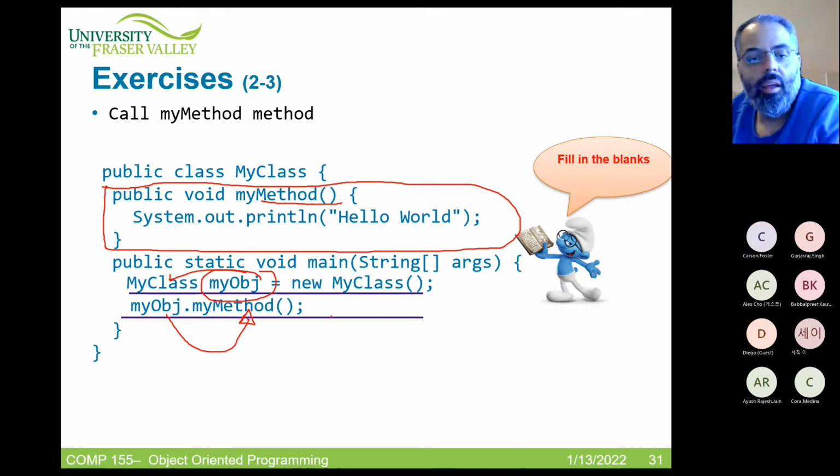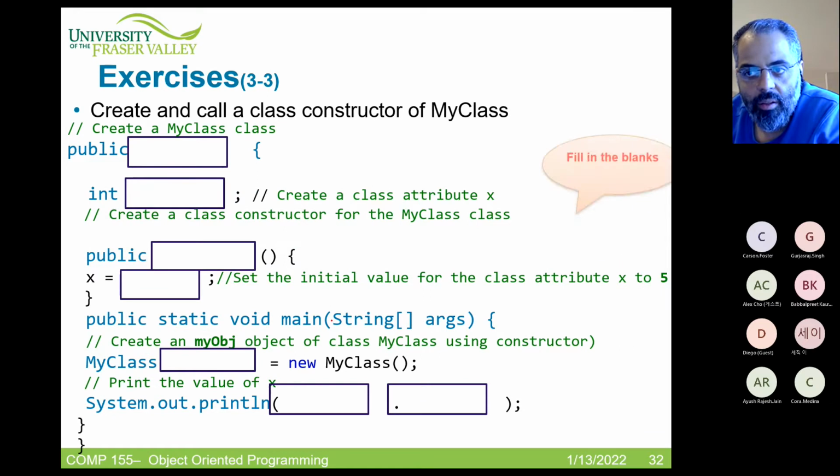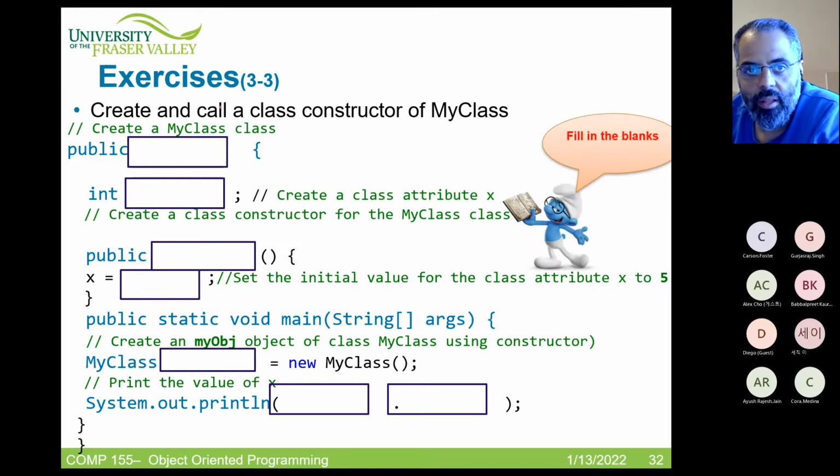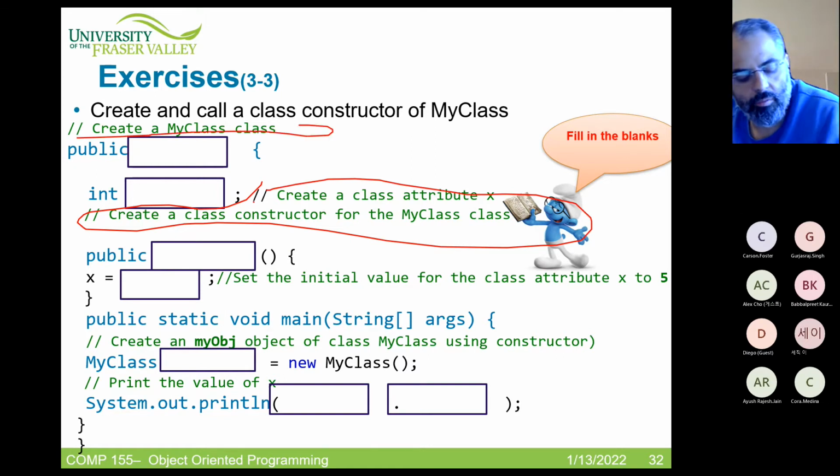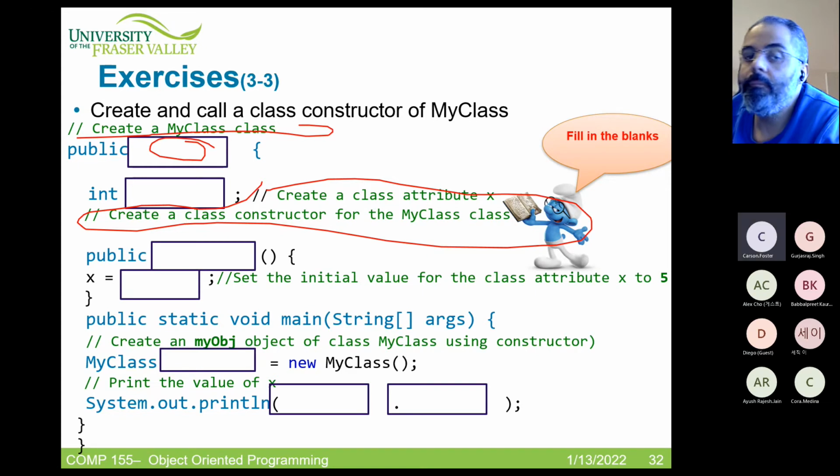As we did here. The last exercise for today will be here. So now we want to create a class constructor of my class. I will leave different commands here. First, if I want to create my class, what do I have to put here? My class, or class my class. Perfect. If I want to create an attribute x for this class, what do I have to put here? Integer x. Yes.